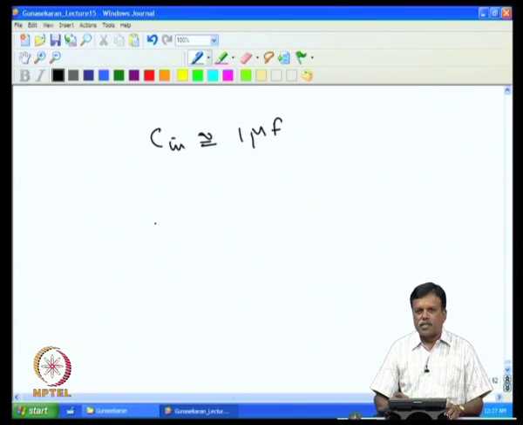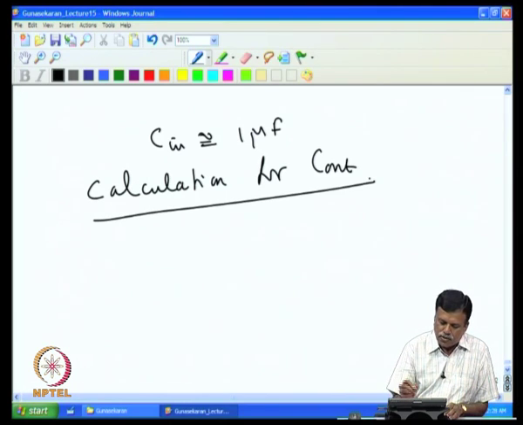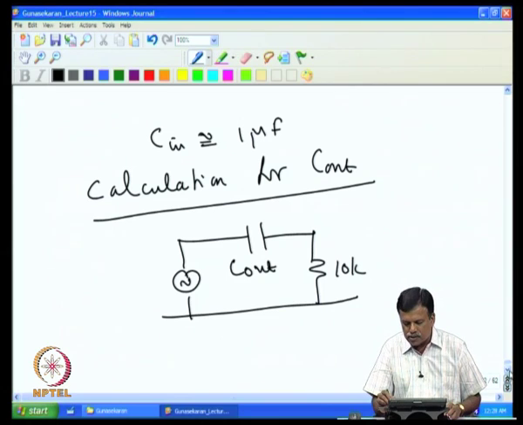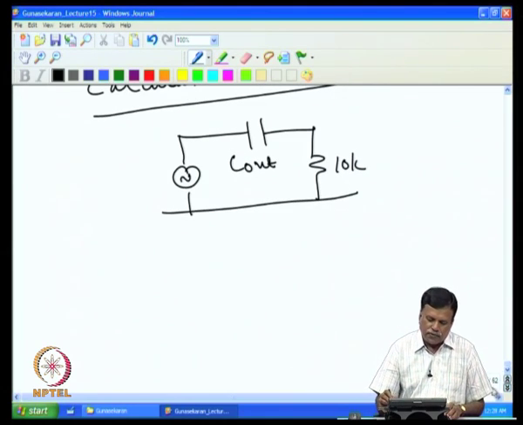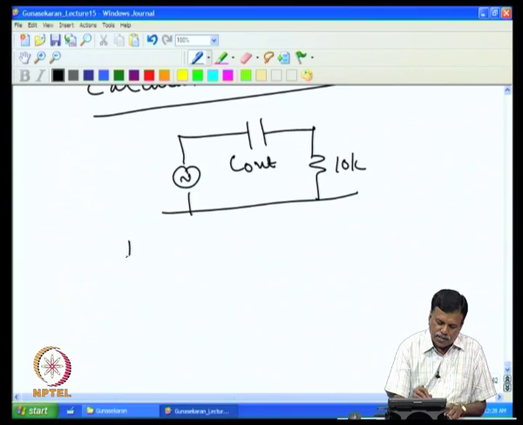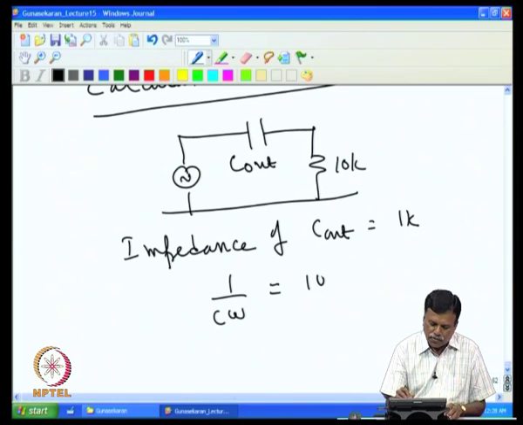Similarly, we have to calculate for C out. The equivalent circuit is that you have the output voltage passing through this capacitor C out and going to the 10k load. So, C out impedance should be much smaller than 10k, roughly 10 times lower. So, I will put it as 1k. So, the impedance of the C out would be 1k, so that 1 by C omega comes to be roughly 10 power 3.